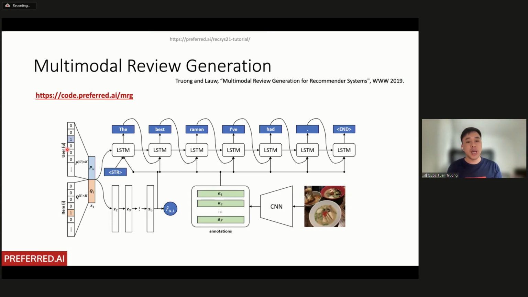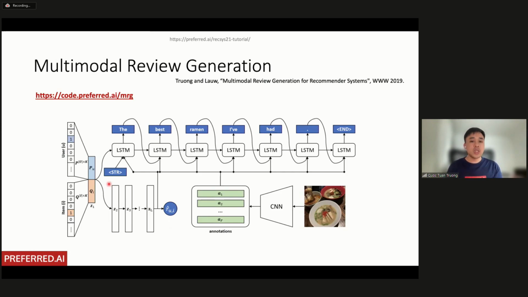So given a pair of user and item, we ask a model to generate the review text between that pair of user and item. And then with that user and item embeddings, we also try to predict the rating values or the adoption between the pair of user and item.